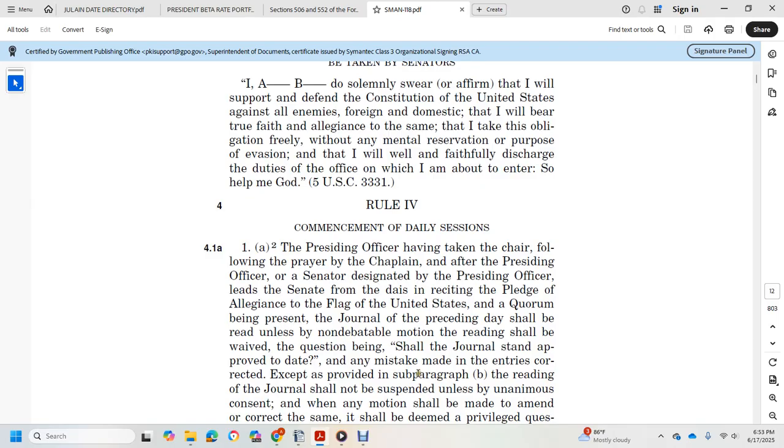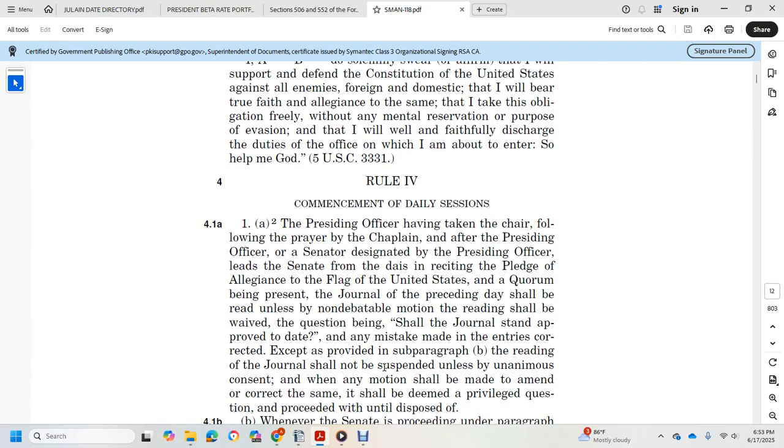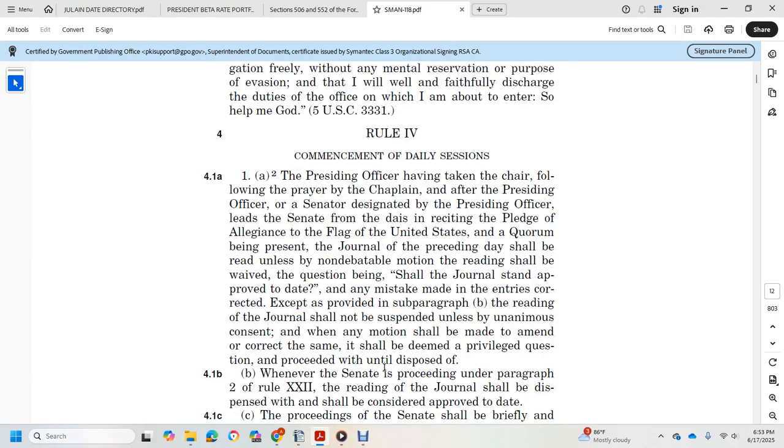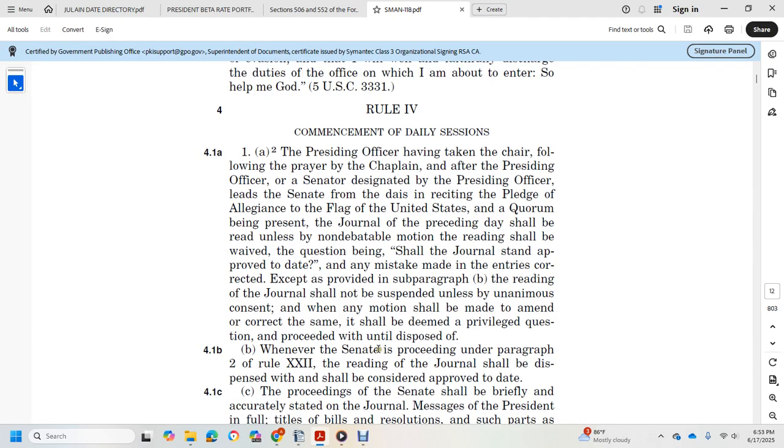Any mistake made in the entries shall be corrected, except as provided in subparagraph B. The reading of the journal shall be suspended unless by unanimous consent; when any motion shall be made to amend or to correct the same, it shall be deemed a privileged question and proceeded with until disposed of. Whenever the Senate is proceeding under paragraph 2 of Rule 22, the reading of the journal shall be dispensed with and shall be considered approved to date.